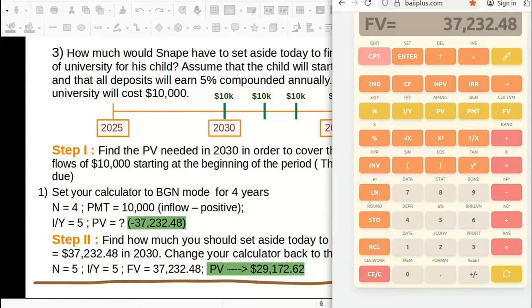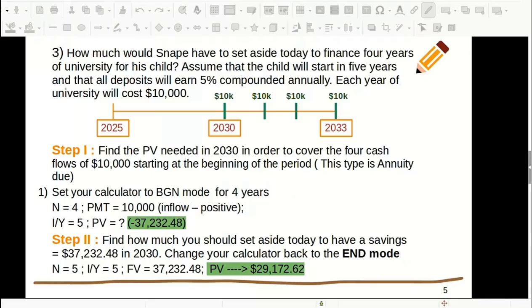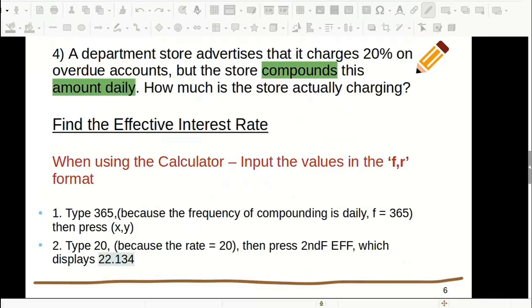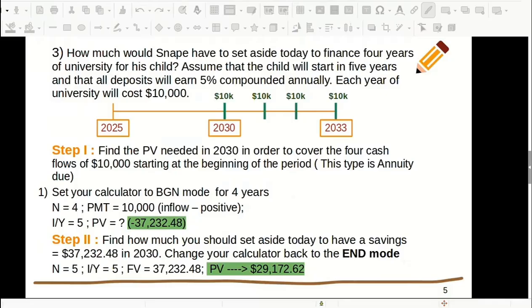$29,172.62. Therefore, if Snape invests a lump sum of $29,172.62 today at 5%, he will have $37,232.48 in 5 years. This amount will allow the child to withdraw $10,000 per year for 4 years, starting at the beginning of each school year. So after the last $10,000 is withdrawn to cover the final year's tuition fee, the balance of the investment portfolio will be 0. So now let's see the next question.